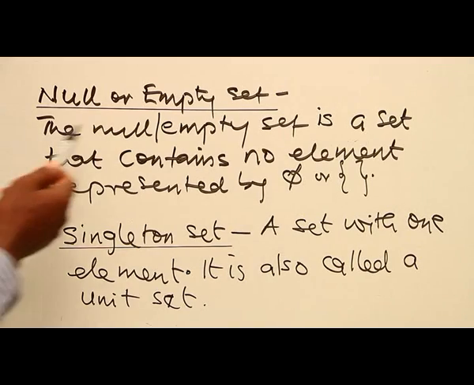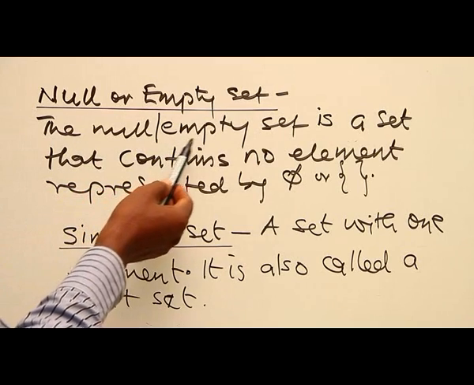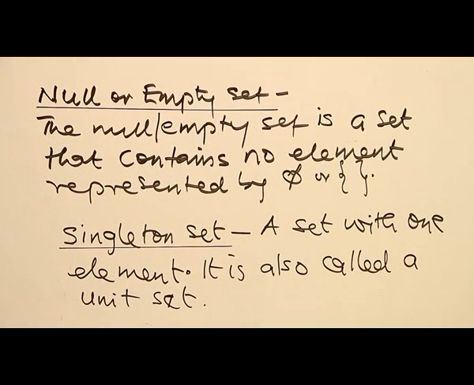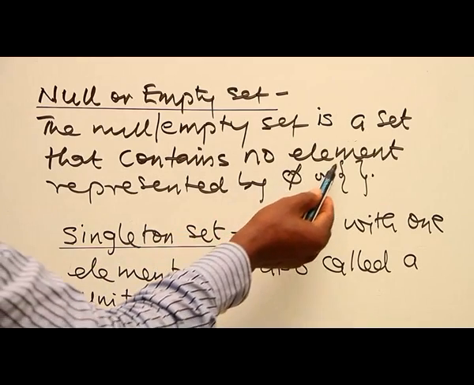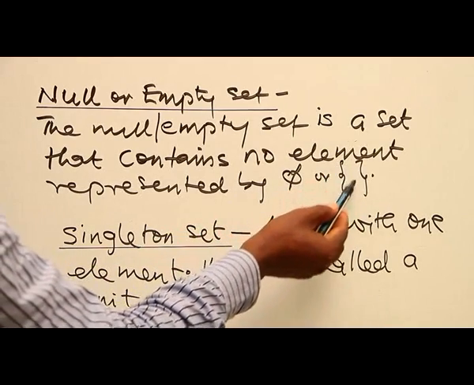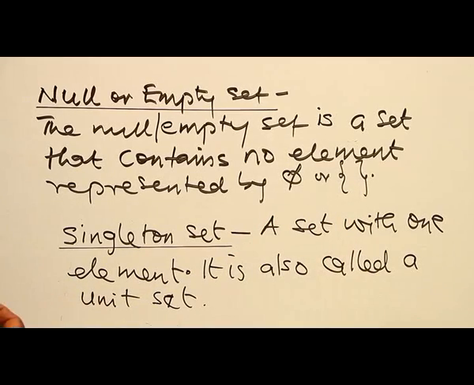The null or empty set. The null or empty set is a set that contains no element, and this is represented by the symbol phi, or the curly brackets without any entry in between the curly brackets.